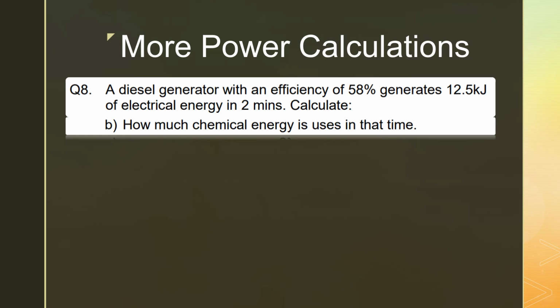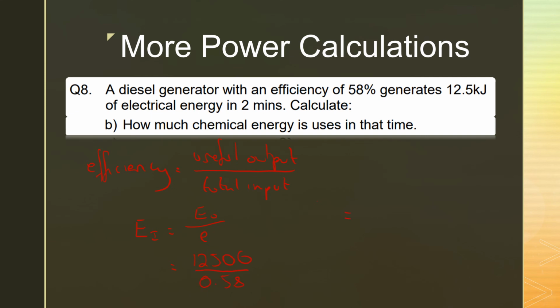And so we're just going to use the equation efficiency is equal to the useful output divided by the total input. Now, like I say, we know what the useful output is. That's the 12.5 kilojoules. What we're trying to work out is that total input. So to rearrange this equation, I'm going to say E in is equal to the E out over the efficiency. So this then becomes 12,500 divided by that 0.58.